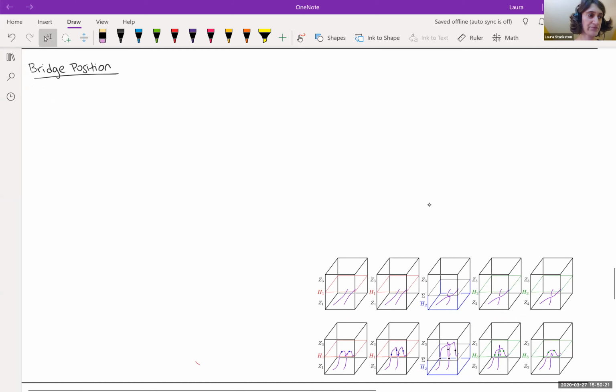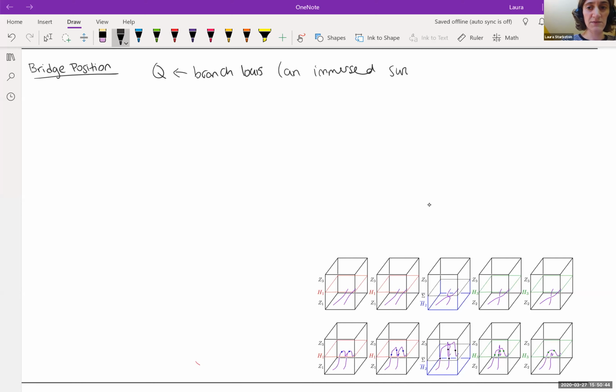So, bridge position. I want to say a little bit about what bridge position means. Let's say Q denotes my branch locus. So this is a surface, like an immersed surface with these cusps. It's not really immersed, but it's immersed away from the cusps. So what is bridge position? I want to look at what the intersection of Q looks like with each of the 4-dimensional one-handle bodies, and then the intersection with the 3-dimensional one-handle bodies. In the 4-dimensional pieces, I'm going to want the intersection to be a union of disks.